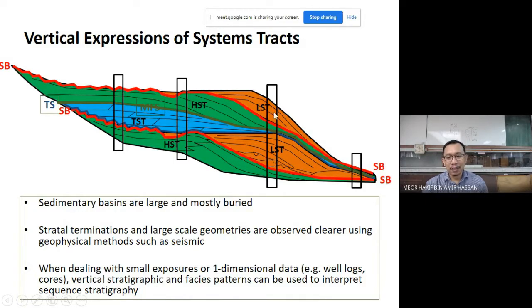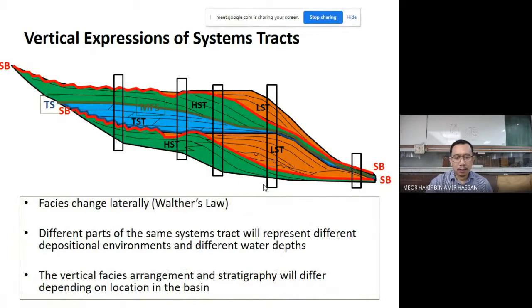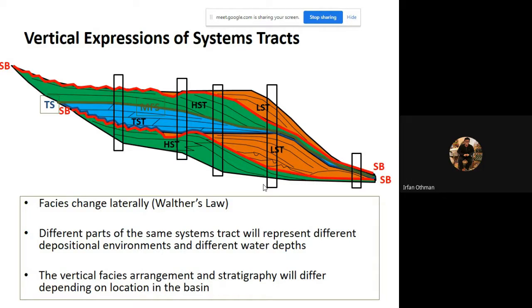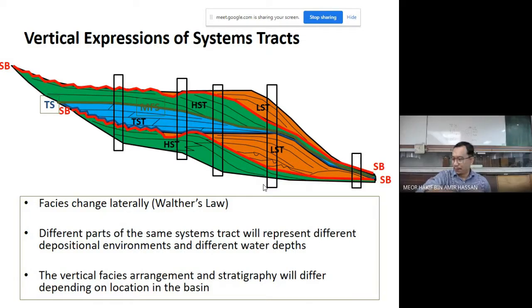Okay. So just what we've looked at the large scale, we look at now these smaller windows. Nampak bahagian kecil je stratigraphy dia. Macam mana kita nak interpret dari segi sequence stratigraphy. Alright, so any questions up to now? Tak ada, eh? Alright.